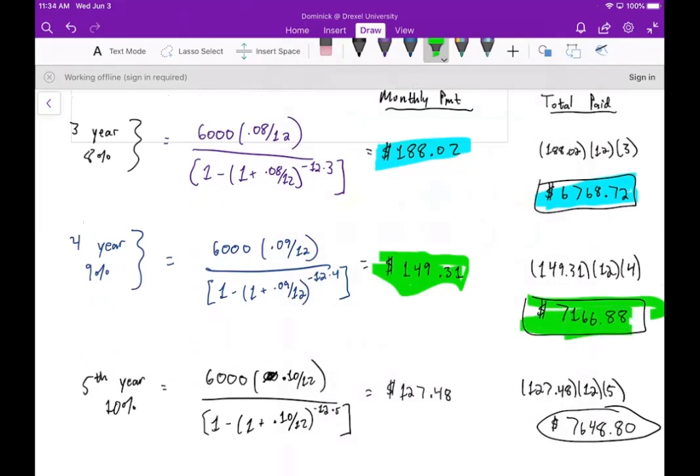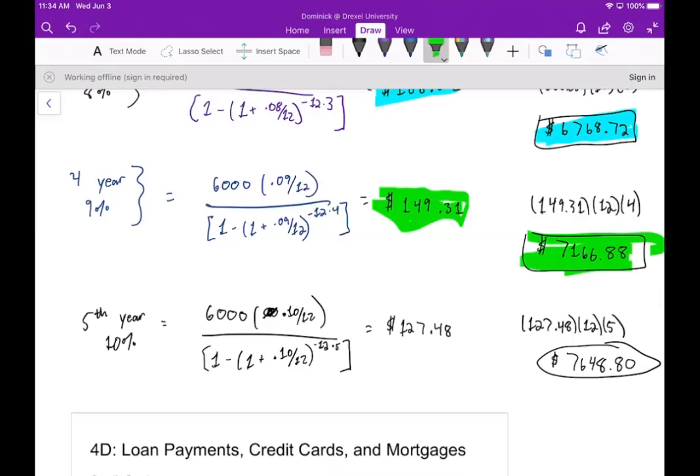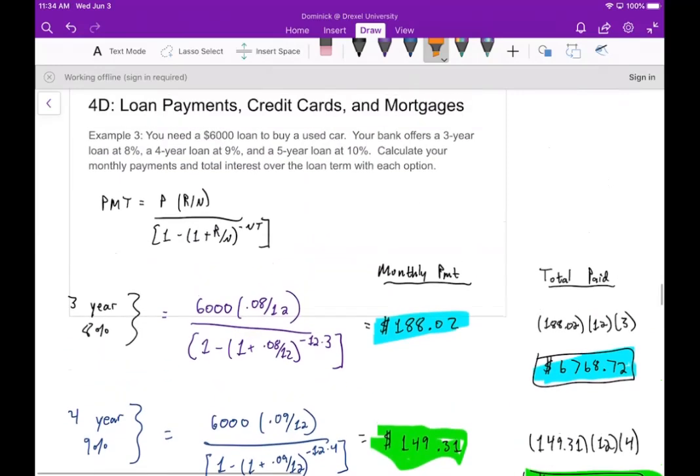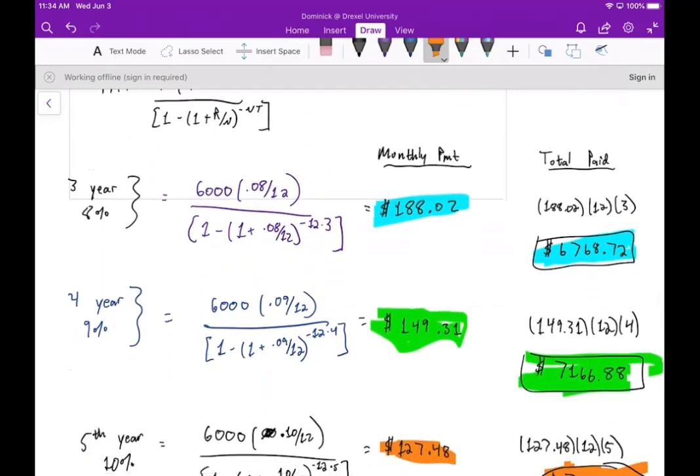All right, and then of course, in the last one, you have the cheapest monthly payment, $127.48, but this one will accumulate the most interest because you're spreading it out over the longest time period. So these are some of the pros and cons that you will actually weigh when you go to pay off a loan. You can consider these especially when you go to purchase a car. This is one of the things they'll use to negotiate with you to figure out how much your monthly payment would be.